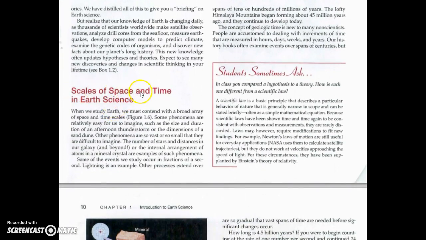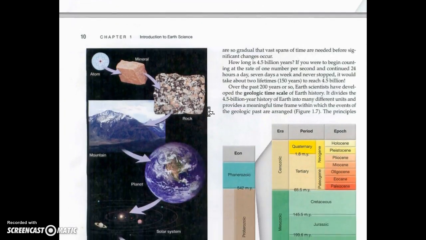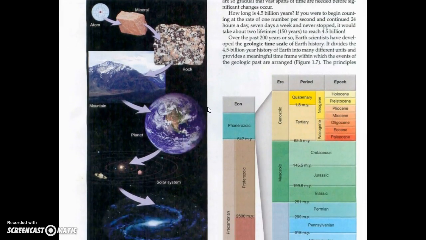Scales in space and time in earth science. Space and time are two common themes. Where did it occur and when did it occur? We can keep looking at, here's a picture. I think it's a really cool picture to think about. We're going to be studying the microscale and the megascale.